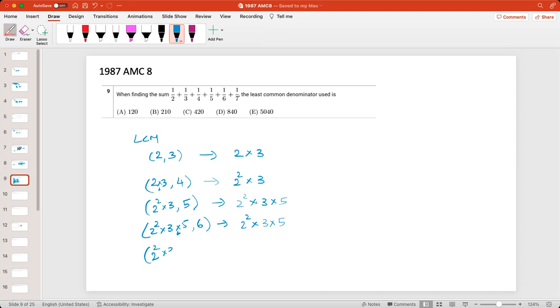So this will be again 2 squared into 3 into 5, and 7. So this is going to be 2 squared into 3 into 5 into 7, which is nothing but 4 into 3 into 5 into 7. That's your answer. 12 into 35 is 420. So this is your answer, 420. This is how we find the LCM of multiple numbers.